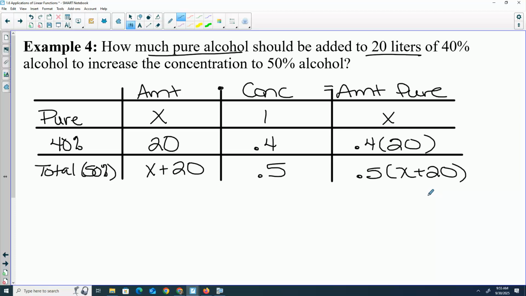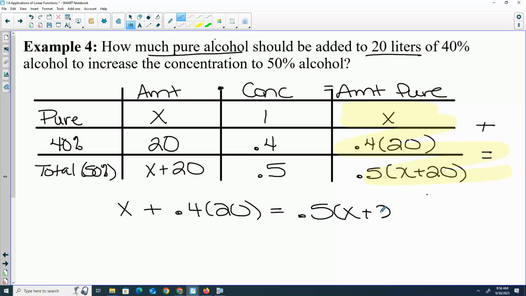All right, if you can get this column, your equation basically writes itself. This is the amount of pure I had from the first one. That's the amount of pure I had in the second one. So if you add those together, it equals your total. So my equation is X plus my 0.4 times 20 equals my 0.5 times X plus 20. Or if you've already multiplied that, X plus 8 equals 0.5X plus 10.